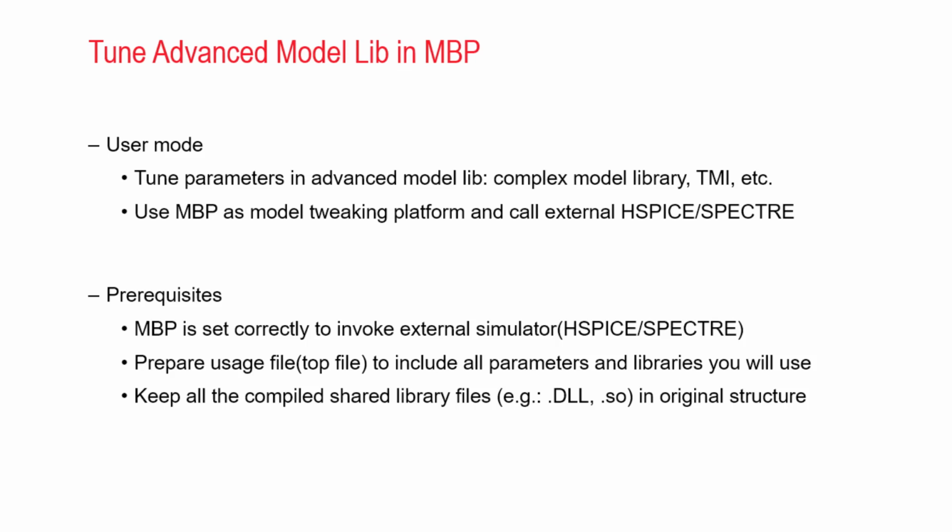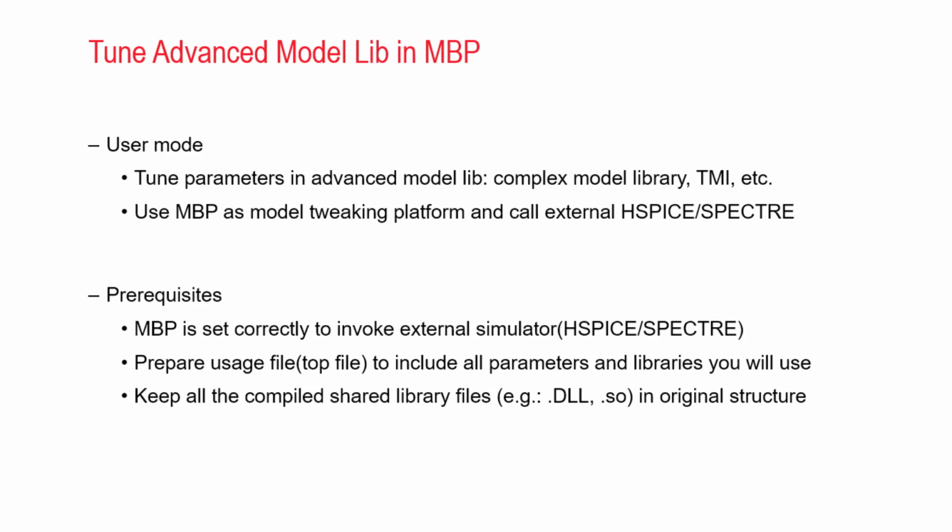Before we go to the demonstration, let me explain why we need to use Lib Tweaking feature and what we need to prepare before enabling this feature. To train parameters in advanced model library is not easy, especially when the model lib is complex or somehow encrypted, such as TMM model. With this Lib Tweaking function, we could use MBP as model tweaking platform with all the existing handy features. But note that we need to call external simulators to simulate this kind of advanced model libraries.